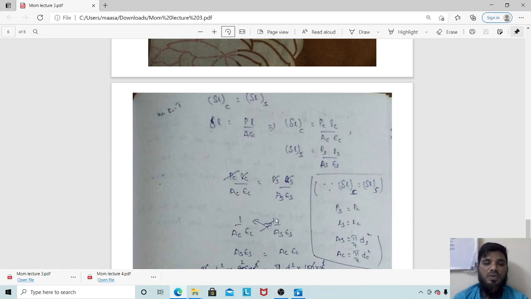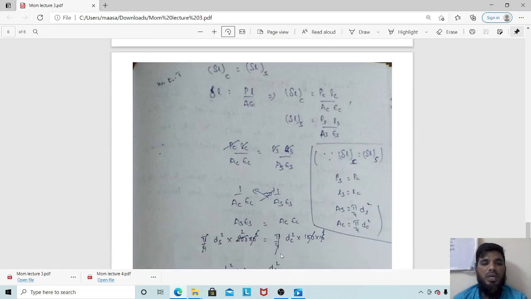So don't get confused here. Since both are equal, we can cancel them. Since we have cancelled, 1 will be left. 1 by AC EC is equal to 1 by AS ES. Now we do cross multiplication. So AS ES is equal to AC EC.